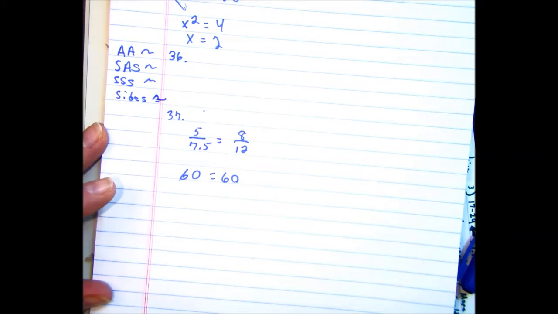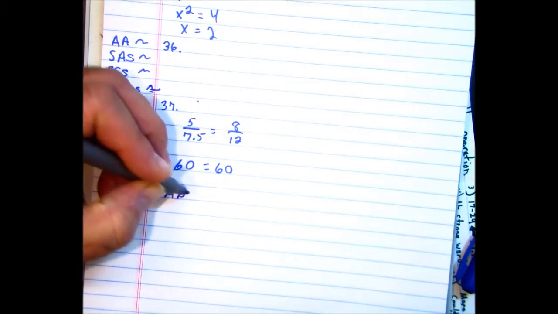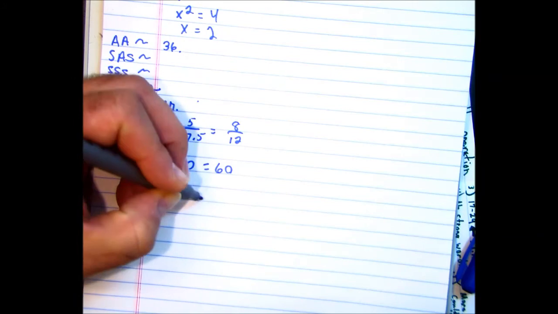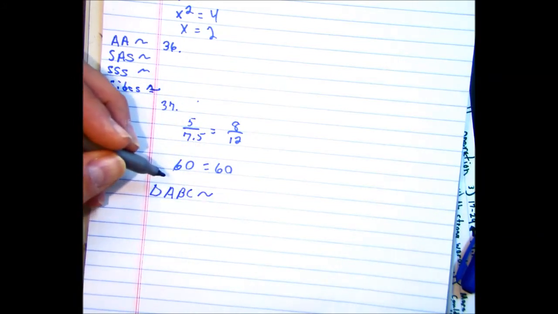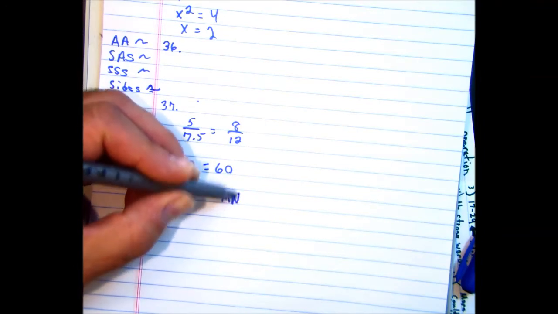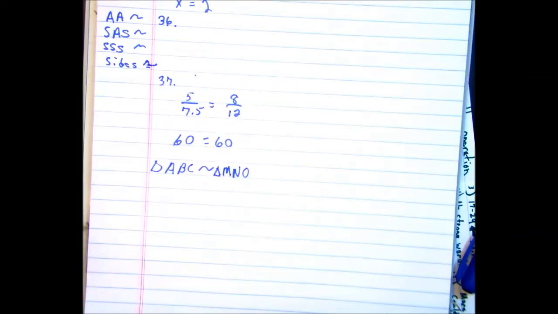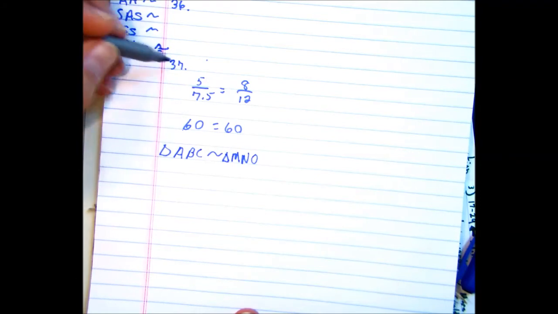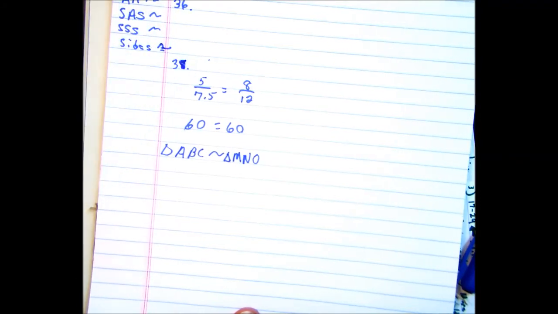So are those triangles similar? Yes. Due to what reason? They'd be similar due to side, side, side similarity. And then I'd write the similarity statement. So that would be triangle ABC is similar to triangle MNO. Okay, and that is 38. I apologize, not 37.